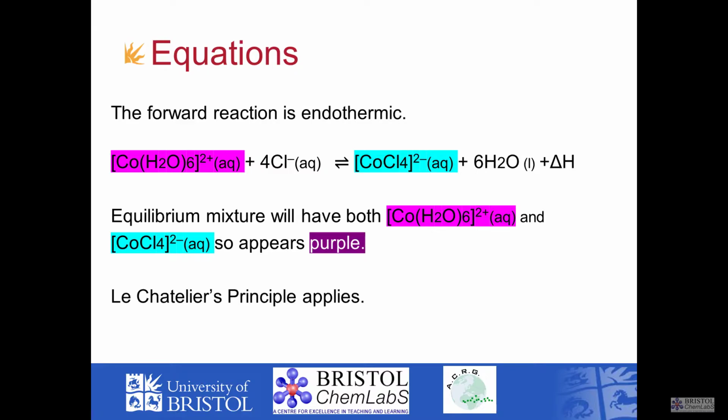On the right hand side, the product side of the equation, you can see that the cobalt ion has had its water molecules removed and replaced or substituted by chloride ions. The original cobalt 2+ has now got 4 negatively charged chloride ions surrounding it, meaning the complex is now 2-.